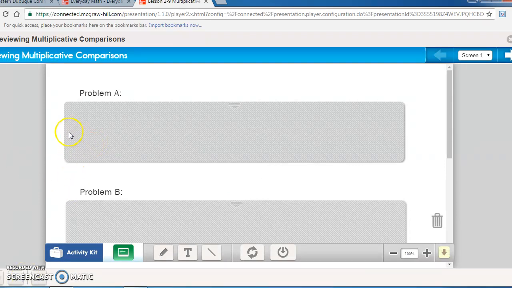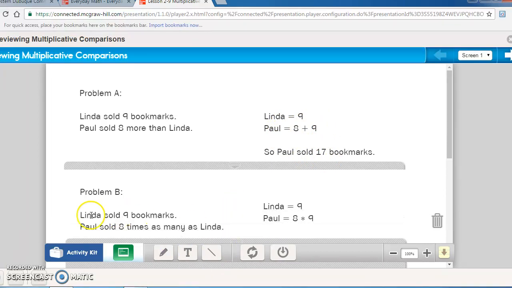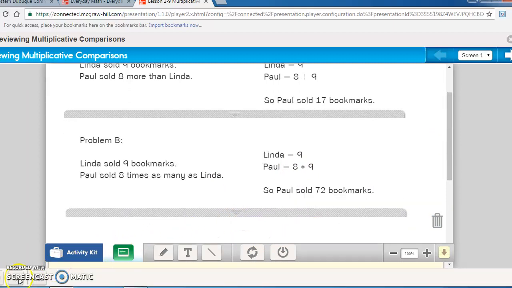So problem A, let's look at this together. Again, Linda sold 9 bookmarks. We could have written the word or name Linda down equals 9. Paul sold 8 more than Linda. So we had to put down Linda's 9 and add 8 to it for a total of 17. Again, in problem B, we could have labeled it more clearly. Linda equals 9 bookmarks, and since Paul sold 8 times as many as Linda, we would take 8 times the 9 to get to the 72 bookmarks.